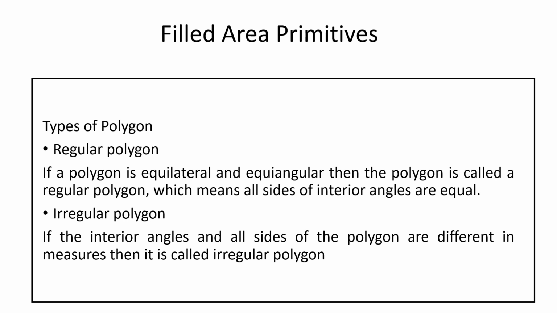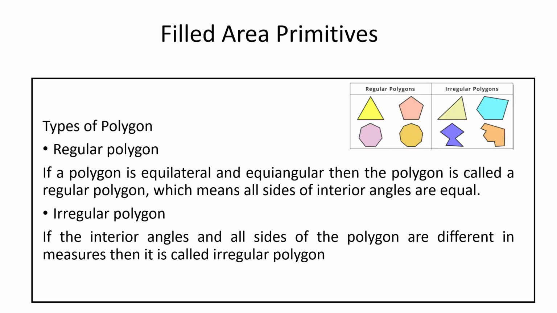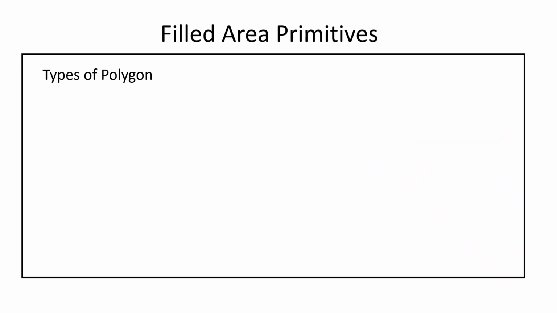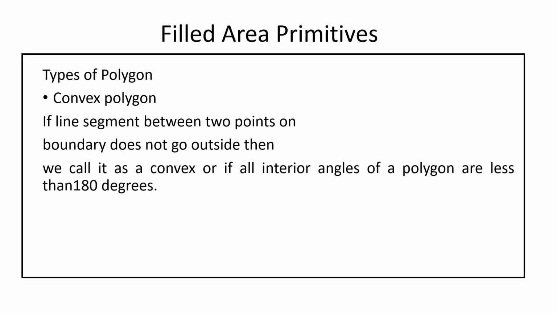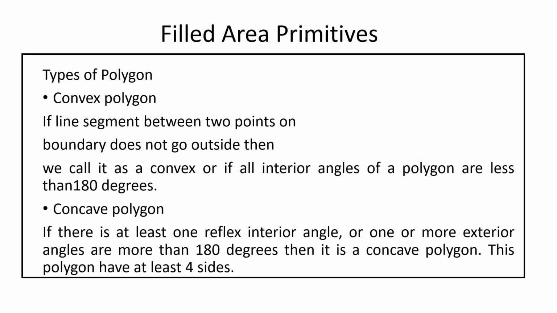To give a clear picture, here is an image. These regular polygons have equal sides, equal angles. Here also equal sides, equal angles, equal sides, equal angles. Here the sides and the angles are not equal. So any polygon with equal sides and equal angles is called regular, and others are called irregular. There are two more types of polygons called convex polygon and concave polygon.